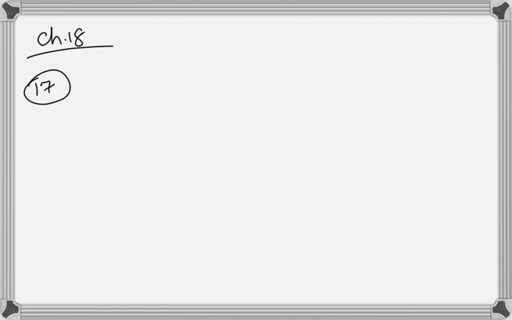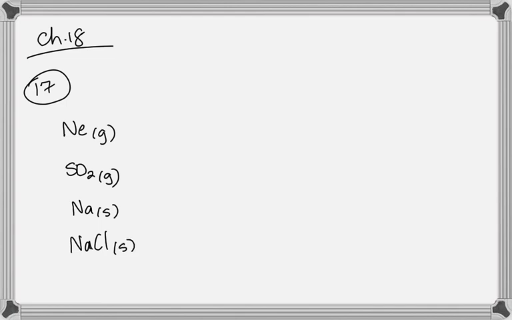It gives you A, B, C, D, E, 5 different things. You've got neon gas, SO2 gas, sodium solid, sodium chloride solid, and hydrogen gas. It says arrange them in order of increasing entropy. An easy thing to do, because y'all are doing end of chapter, is just look everything up, the entropy's in the back of the book, and rank them that way.